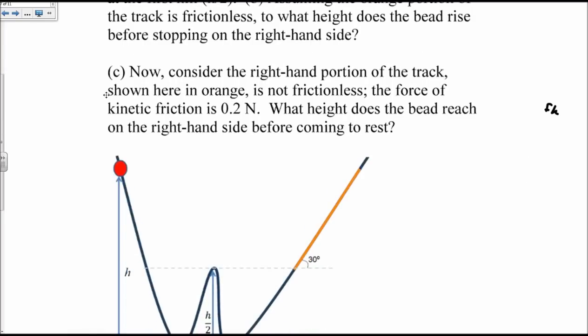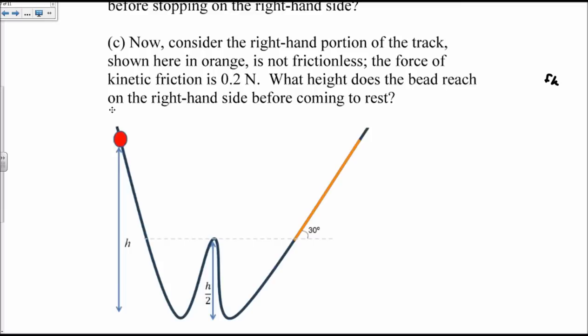All right, now for part C of this, number 7. Now consider the right-hand portion of the track, shown here in orange, is not frictionless. The force due to kinetic friction is 0.2 newtons. And I want to know how high does the bead reach on the right-hand side before coming to rest. All right, so first I'm going to consider the potential energy over here. Remember, the potential energy over here, that's equal to the total energy because the kinetic energy is equal to 0. And then this bead is going to come some distance up here. It's not going to come back to the original distance, but it's going to come some distance up.